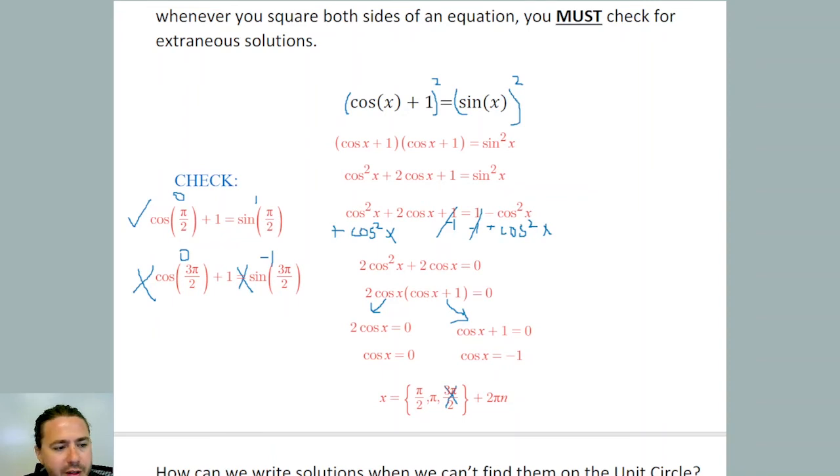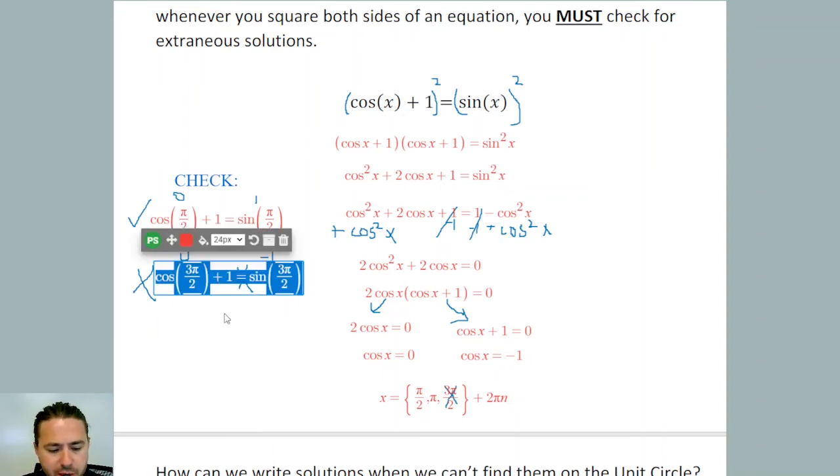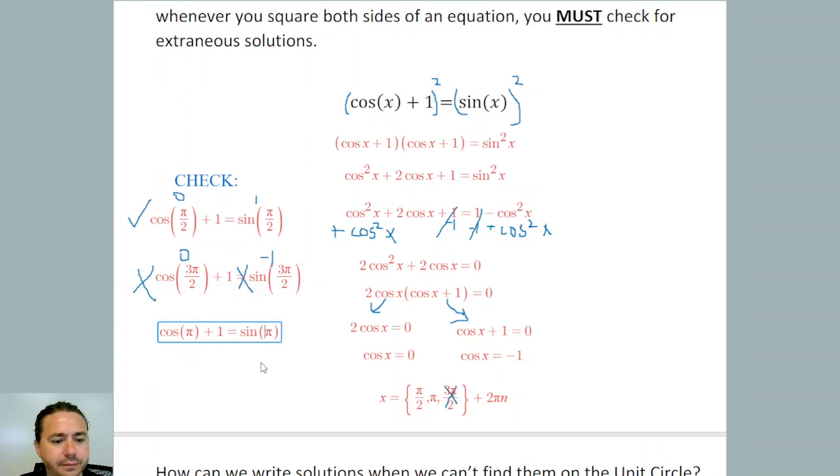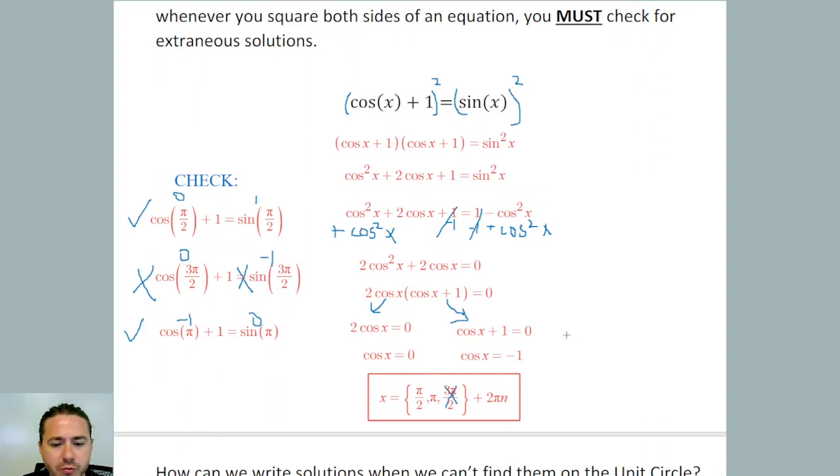And then finally, we need to check the last one, which was pi. Okay, cosine of pi is going to be negative 1, and sine of pi is 0. So negative 1 plus 1 is 0, so that checks out. So the only solutions here are going to be pi over 2 and pi, okay, plus 2 pi n. So we're going to get rid of that 3 pi over 2. That is what we call an extraneous solution.